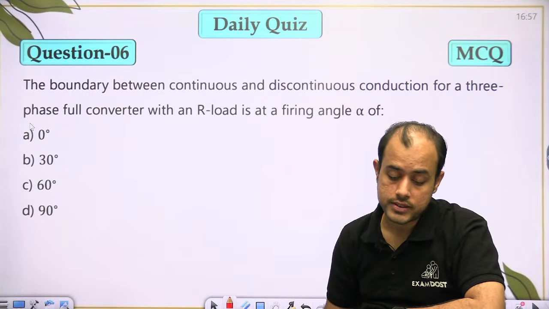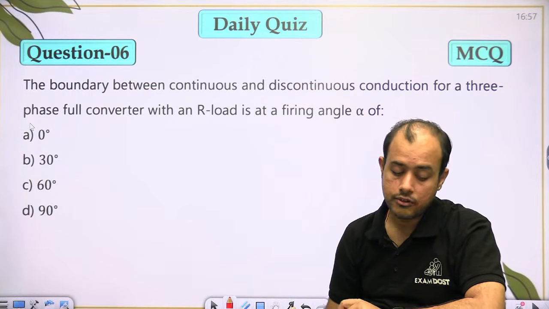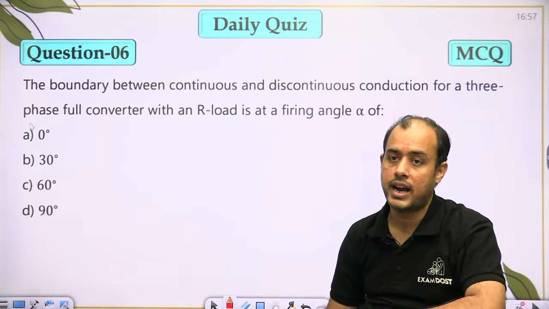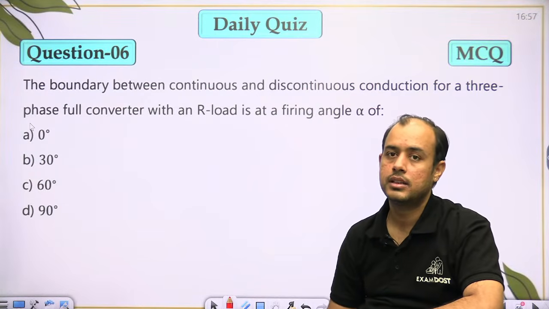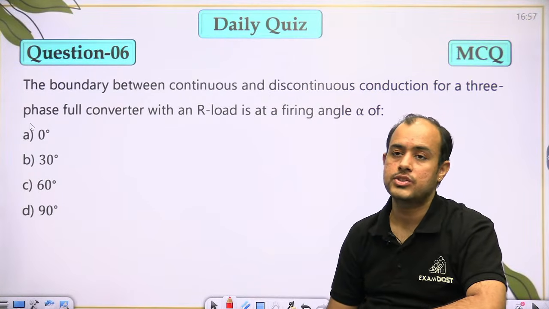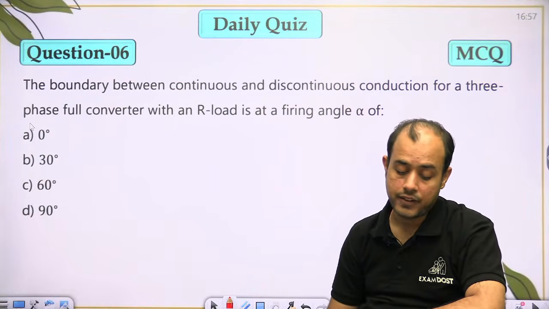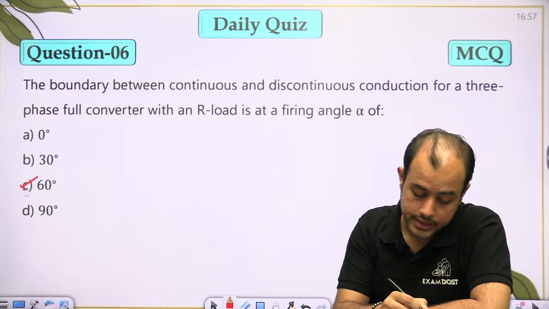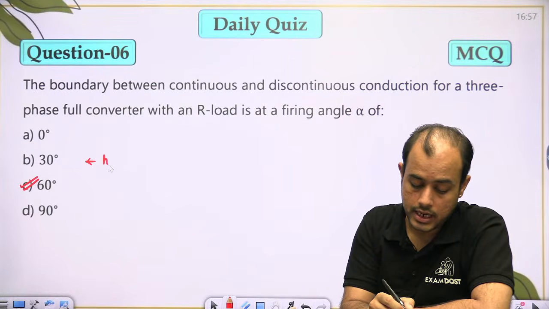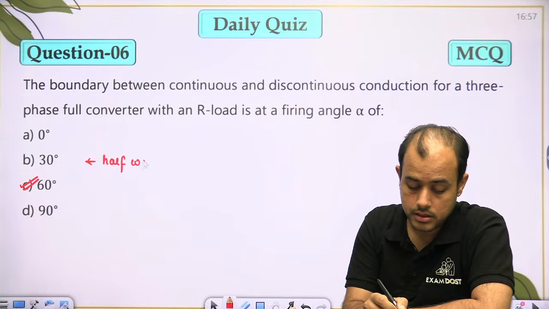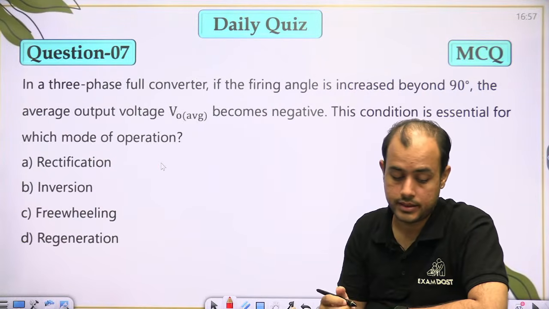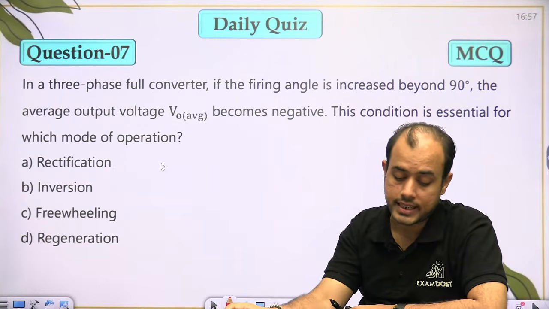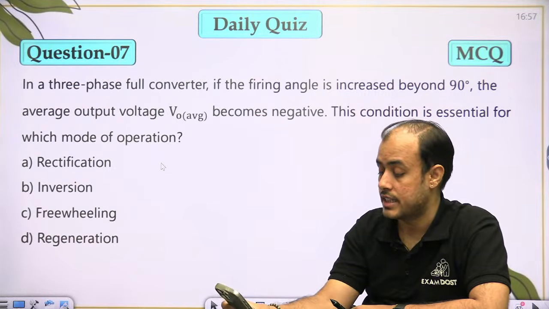Boundary between continuous and discontinuous conduction for a three-phase full converter with a R load is at a firing angle alpha of. बाउंड्री क्या होगी कॉन्टिन्यूस और डिसकॉन्टिन्यूस की एट अ फायरिंग एंगल अल्फा. फॉर फुल कन्वर्टर इट इज 60 डिग्री. फॉर हाफ वेव it is 30 degree. In three-phase full converter, if firing angle is increased beyond 90 degree, V0 average becomes negative.